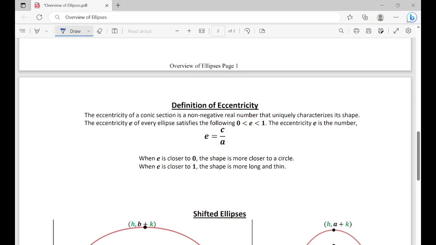You can get the eccentricity of an ellipse by just taking c and dividing it by a every time. Now, when e, the eccentricity, is closer to 0, the shape of the ellipse is going to look more like a circle. Whereas if the eccentricity e is closer to 1, the shape is going to be longer and thinner. So the eccentricity can dictate the shape of the ellipse itself. And again, you find that by taking c and dividing it by a.